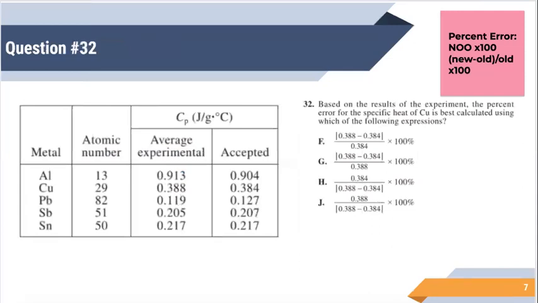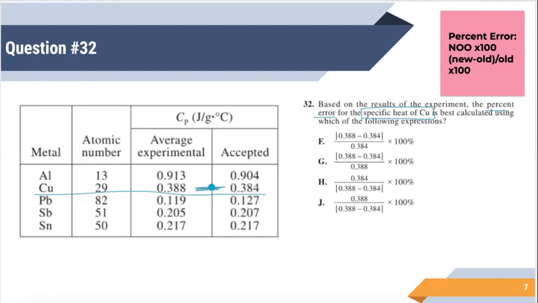All right, 32. 32 was another interesting one where you had to know a little bit from class. You had to have a little bit of background knowledge. Here, they ask you to calculate the percent error for the specific heat of Cu. Okay, so Cu, we know we're focusing on these values here. And if you weren't sure which numbers to use, you can look here. It looks like they're only dealing with the 0.388 and the 0.384.